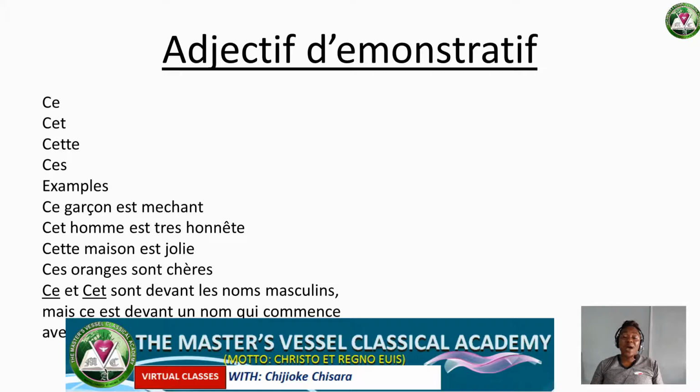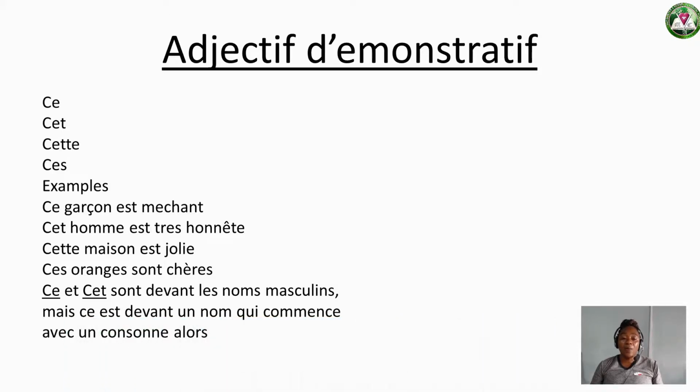Let's take homme, which we have seen before as a masculine noun. Cet homme est très honnête. We can as well say, ces hommes, that is the noun in the plural. Ces hommes sont très honnêtes. You can see that the verb has also changed because it's more than one man. Ces maisons sont jolies. These houses are beautiful.